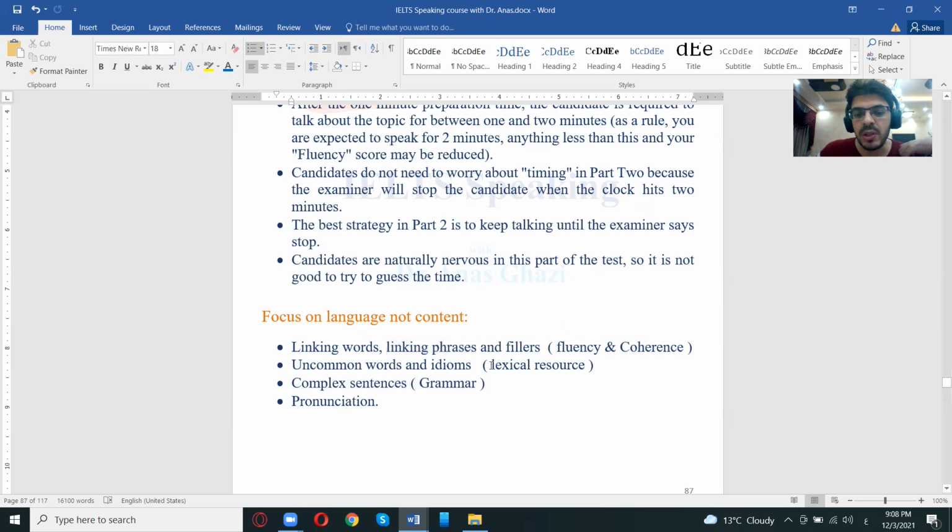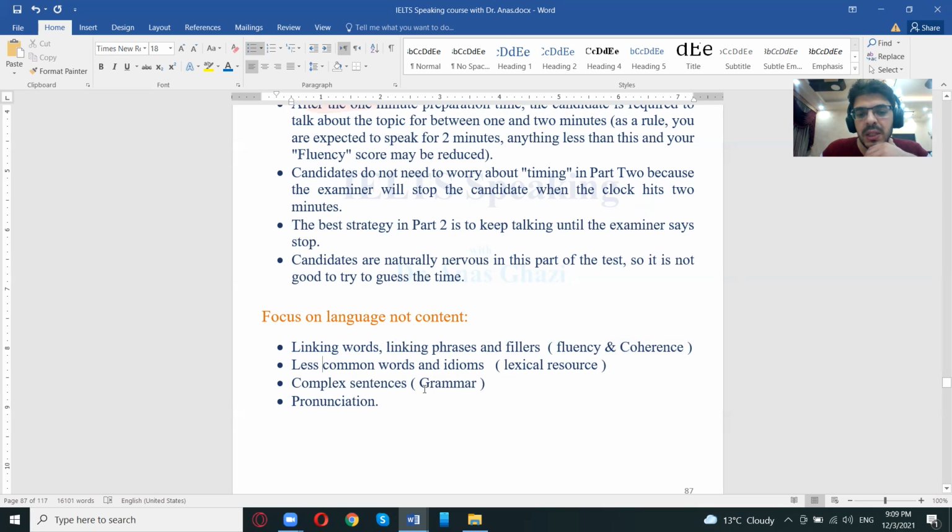The second point you will be assessed on is the lexical resource. How wide is your vocabulary? Do you use just simple words, or do you use less common vocabulary? Do you use idiomatic language, or not at all? So, less common words, not uncommon, let's say less common. I think less common is much better than uncommon words, and idioms.